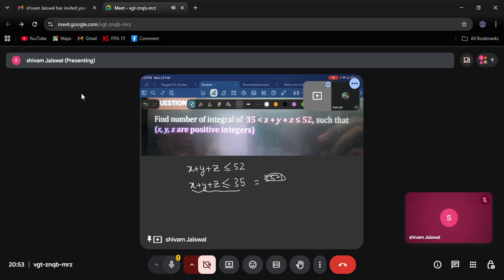Sorry. It will be x plus y plus z less than or equal to 35. Okay, x plus y plus z plus w equal to 35, where w is greater than or equal to 0 and x, y, z are greater than or equal to 1. Wait a minute. I'll make some modifications.